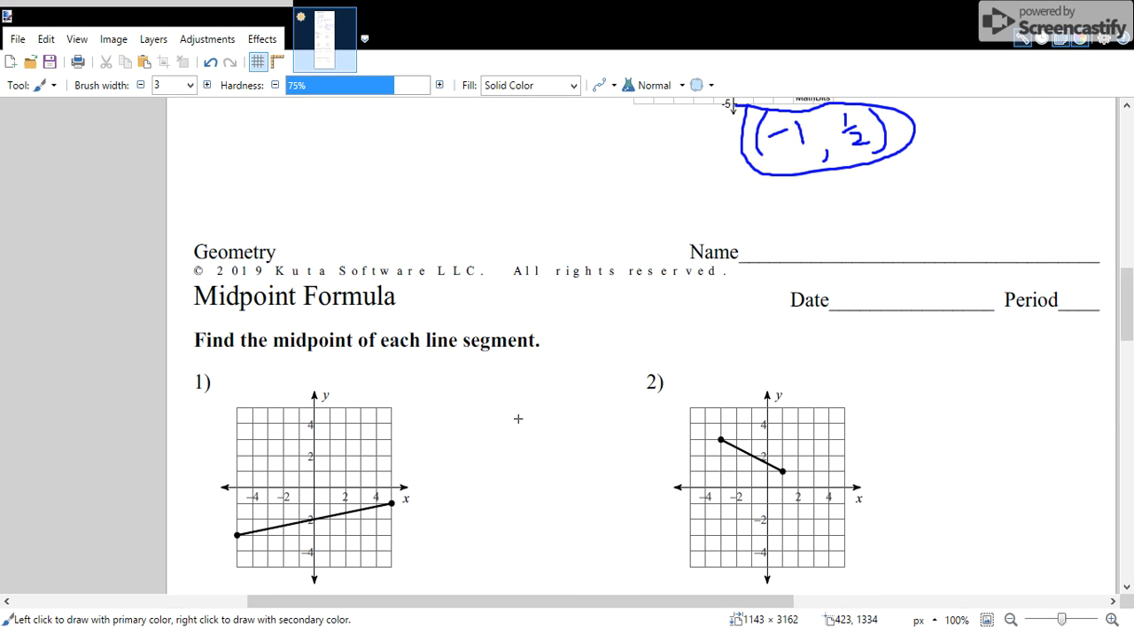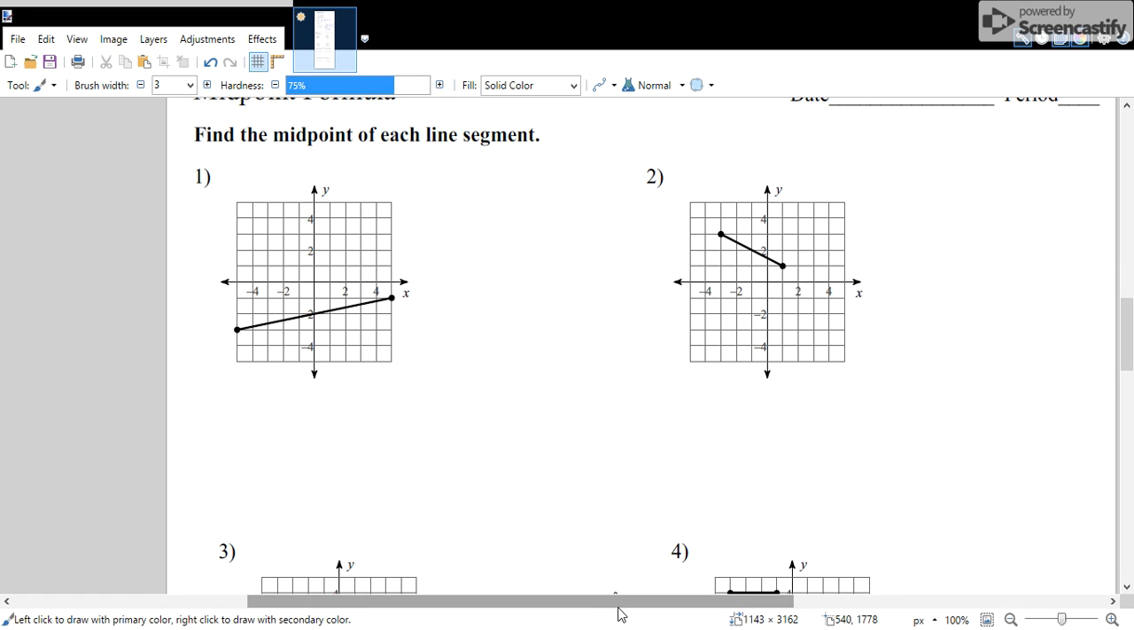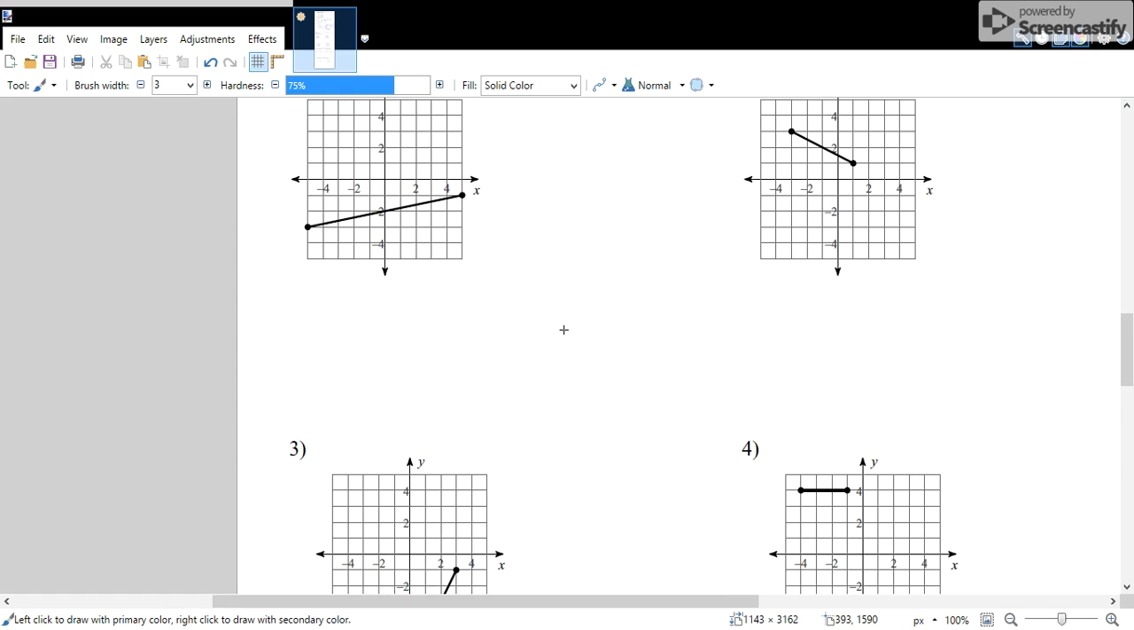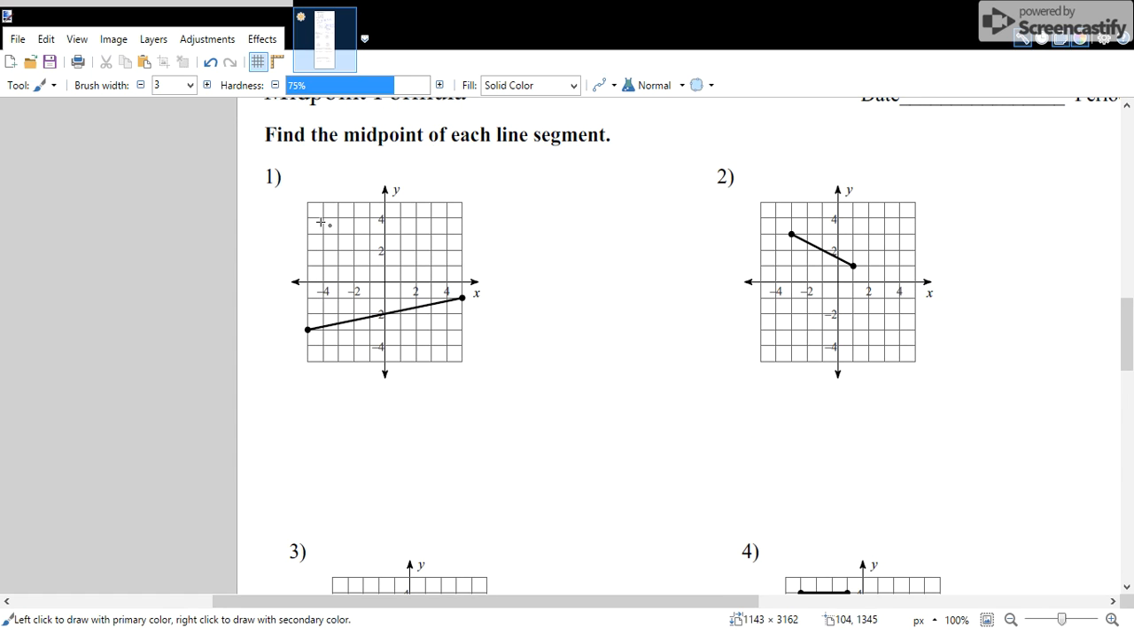Turn over to the back. Let's do a couple of these together. Find the midpoint of each line segment. Let's do number 1 together. First, we need to label our points. We have 1, 2, 3, 4, 5, -5, and then it went down 1, 2, 3, -3. And the other point is 5, -1. Plug these into the formula.